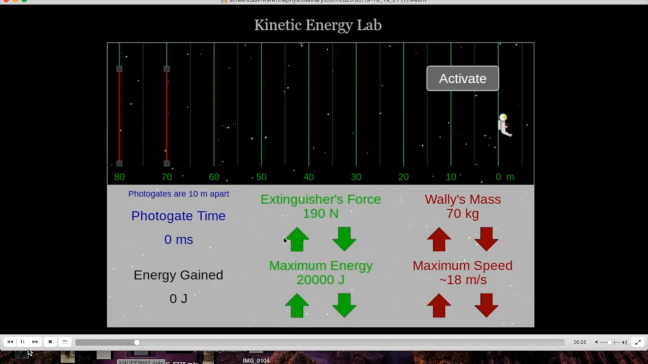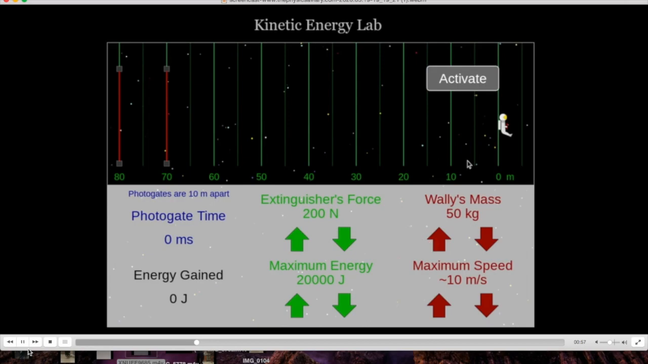Then we want to set our extinguisher's force to 200 newtons. This will have an effect on work, which will in turn have an effect on the energy, and so we need to keep it at that set value. Then we also want to set our speed to 10 meters per second, and we're gonna keep it at 10 meters per second. And our mass is going to change. We are going to change the value of our mass throughout this lab.